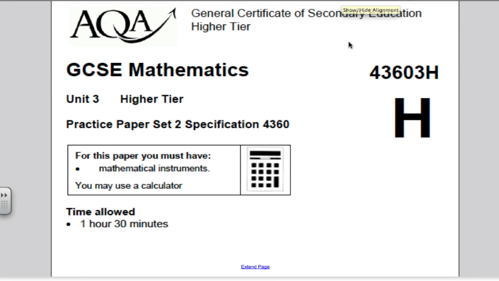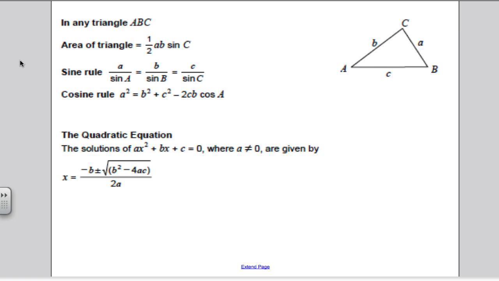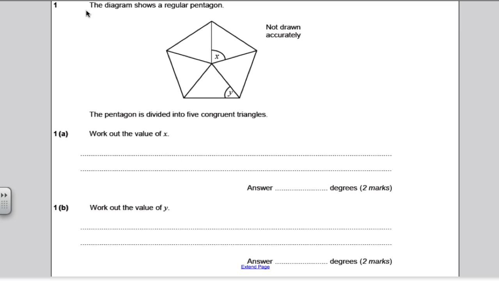Hi there. In the following video I'm going to show you how to answer the Unit 3 Practice Paper 2 AQA Higher Paper. Do remember for this paper you have an hour and 30 minutes, you've got a calculator to use, and there's a formula booklet at the start of the paper which I'll refer you back to as we go through this and where needed. Let's start off straight away.